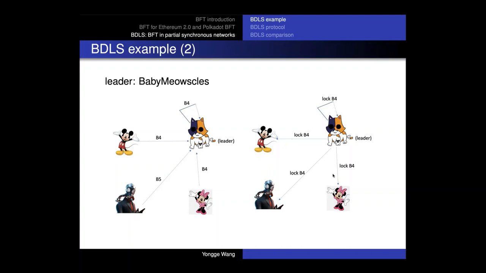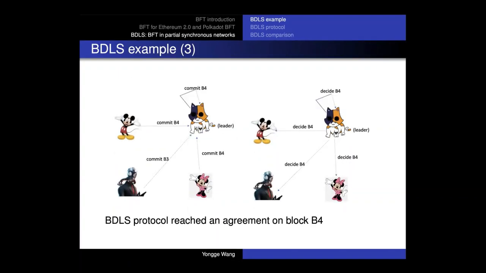So he asked everyone to lock that. You can think of it like our real society: let me put B4 on the ballot. Putting it on the ballot means in the next step, you cannot vote for anything outside the ballot. You can only vote for the blocks that are on the ballot. That's B4. After locking that, everyone will commit to something, okay? So these good guys will commit B4, B4, B4. But the bad guy will commit something different, B3. Anyway, we can still get a super majority for B4.